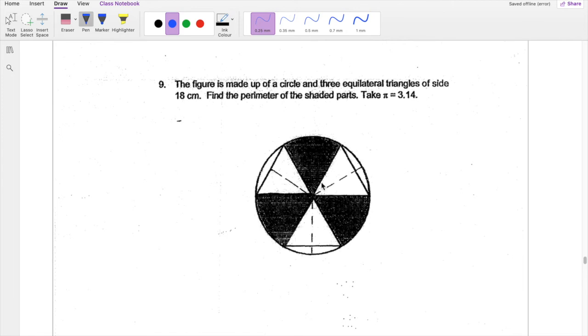So for the equilateral triangle here, each side is equal, right? So if this is 18, then this is 18, this is 18. So we know that for the circle, the radius is 18, right? So these three arcs we can add up, which is half of the whole circle, right? Then we plus 6 of the radius.